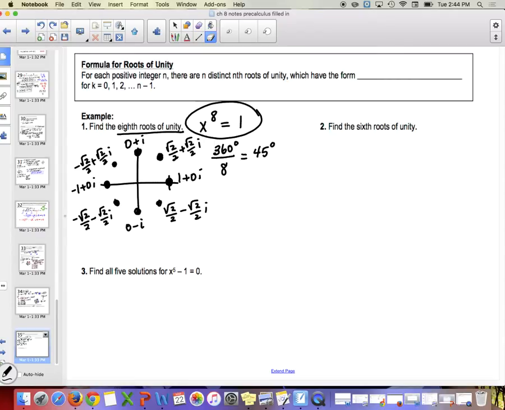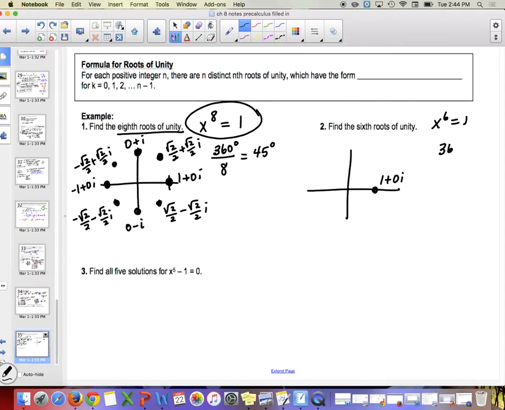So what if I had the 6th roots of unity? That's saying solve x to the 6th equals 1. So if I'm solving x to the 6th equals 1, what's the first solution always? 1. You always put it there, right? 1 plus 0i.